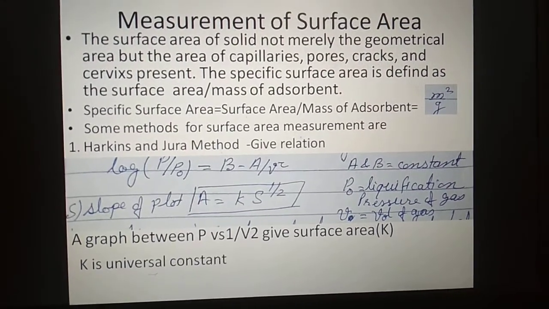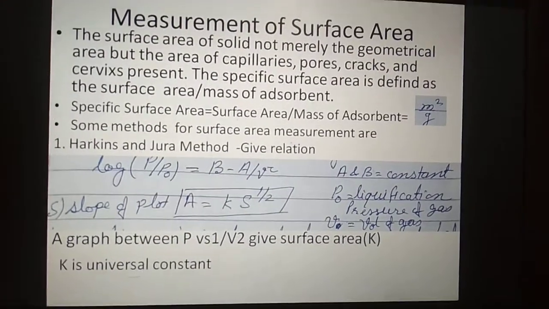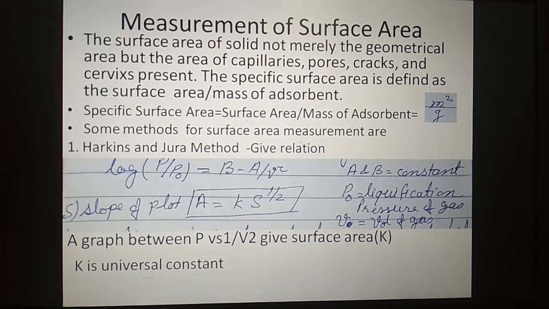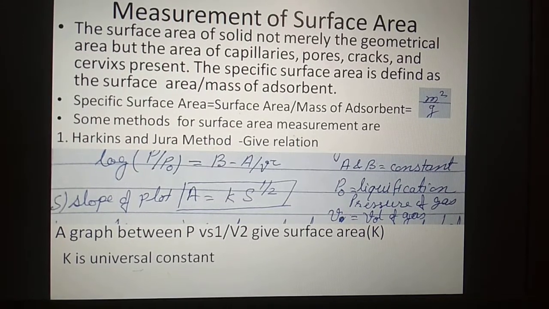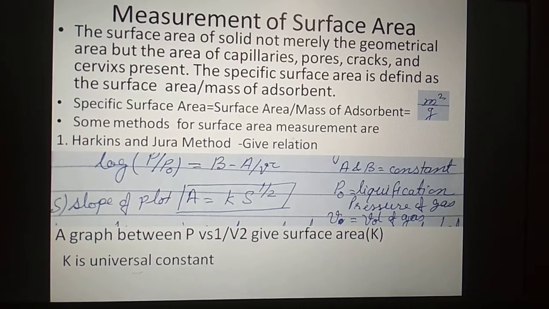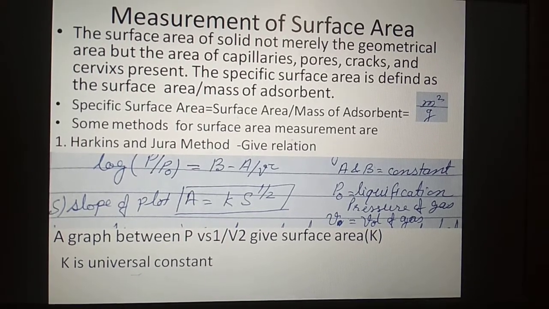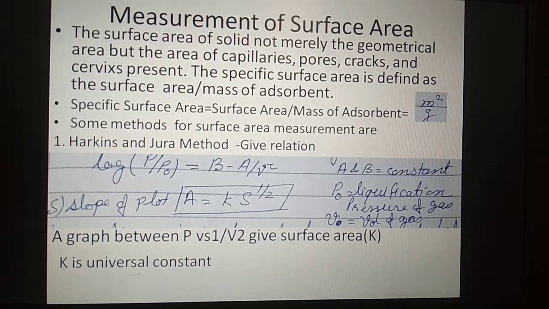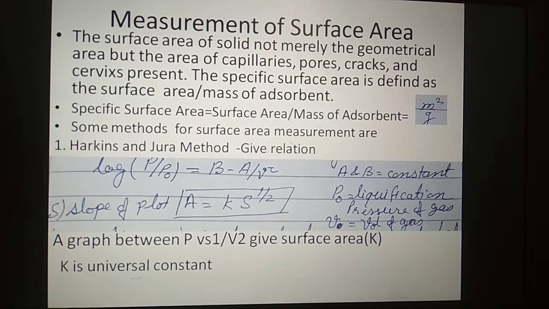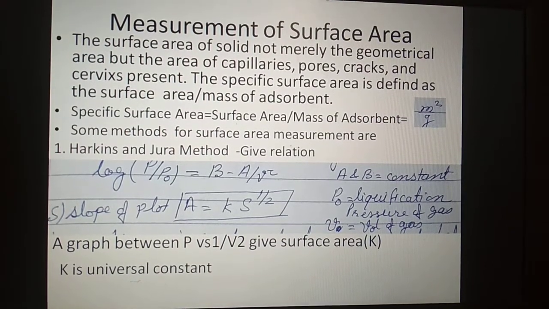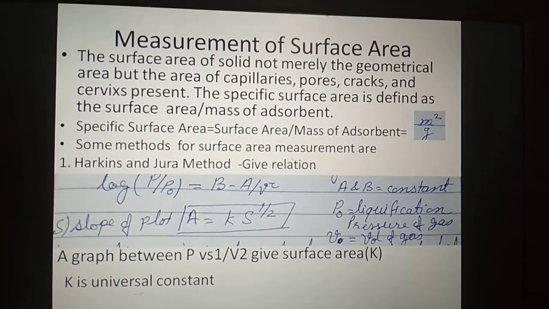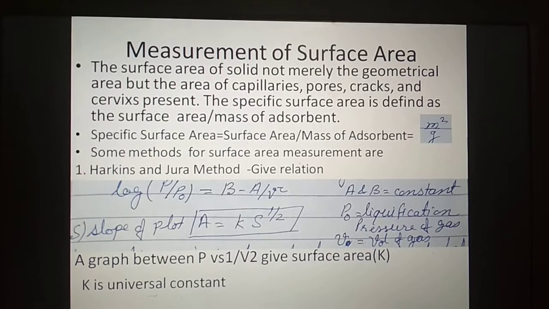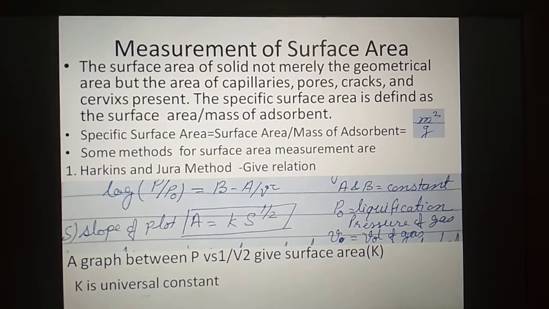There are some methods to determine the surface area of adsorbent. The first method is Harkins and Jura method, which gives the relationship log P upon P0 is equal to B minus A upon V². Here A and B are constants, P0 is the liquefaction pressure of the gas and V is the volume of gas.